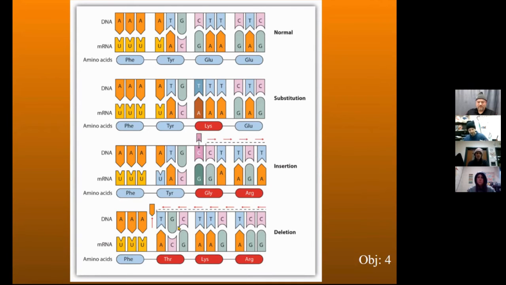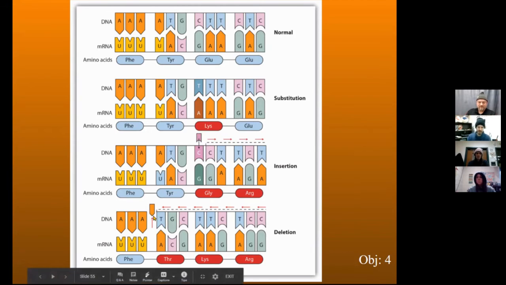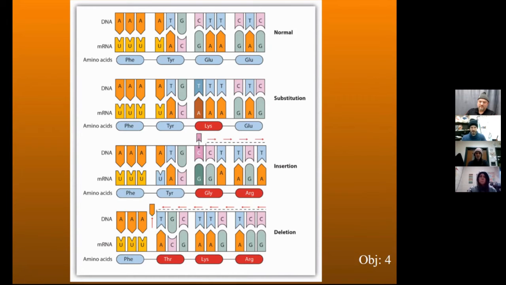So with each of these, the same thing happens at the bottom. The point here that I want to make is if you change the sequence of A's, T's, G's, and C's in the DNA, that changes the sequence in the mRNA, which changes the way that the ribosome reads it and which amino acids are added. And changing the order of the amino acids changes the shape of the protein, which changes its job.